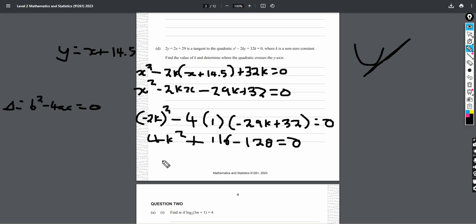equals 0, which means 4k squared plus 116k minus 128 is equal to 0. If I made a mistake, it looks a little bit complicated, but it looks right. And then you reach for your graphics calculator to solve this. Maybe they want you to do it manually. I don't see why. It's not really showing any sort of intelligence or skill.